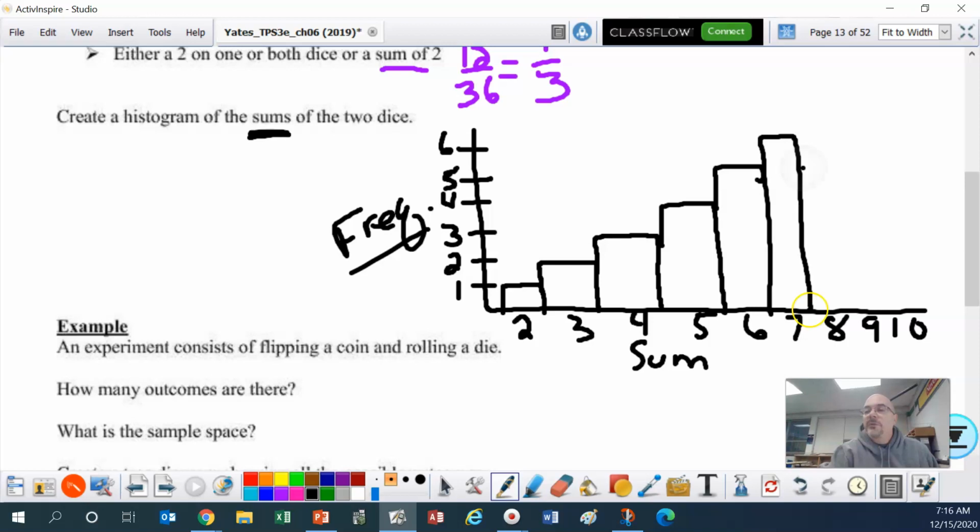And then guess what, folks? It starts coming down again in the same pattern. So this histogram should be perfectly symmetric. All right, you can finish that off with 10, 11, and 12.